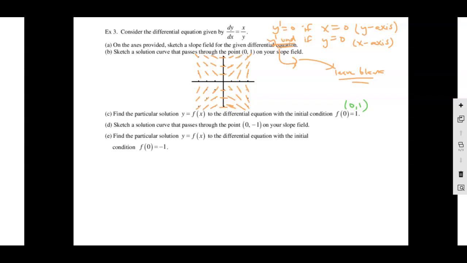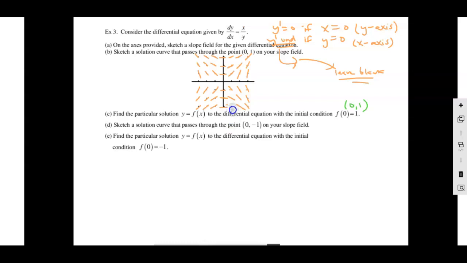Oh, well. But if there's any doubt in your mind about the slope, remember, you always just pick a point, take the x coordinate, plug it in for x. Take the y coordinate, plug it in for y. You can always just take the coordinates, plug them into the differential equation, and that's going to give you what the slope at that point should be.